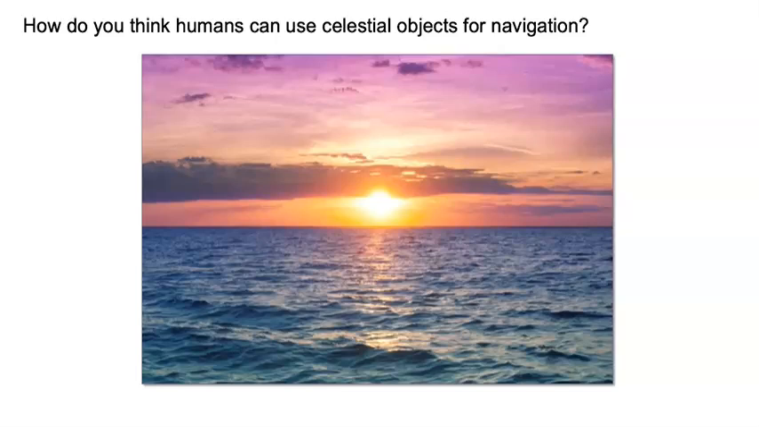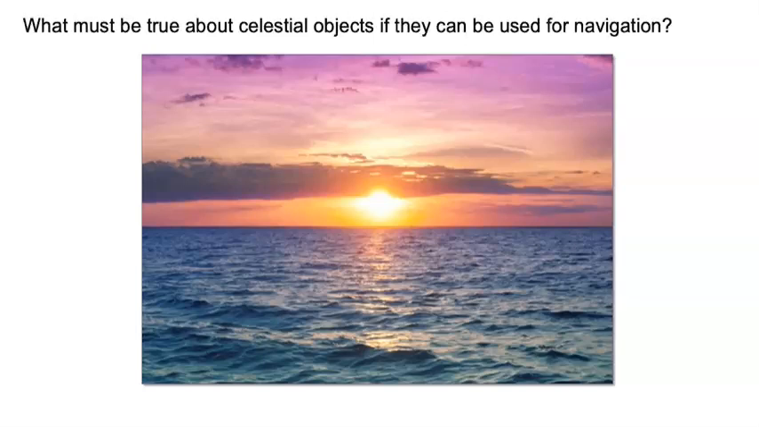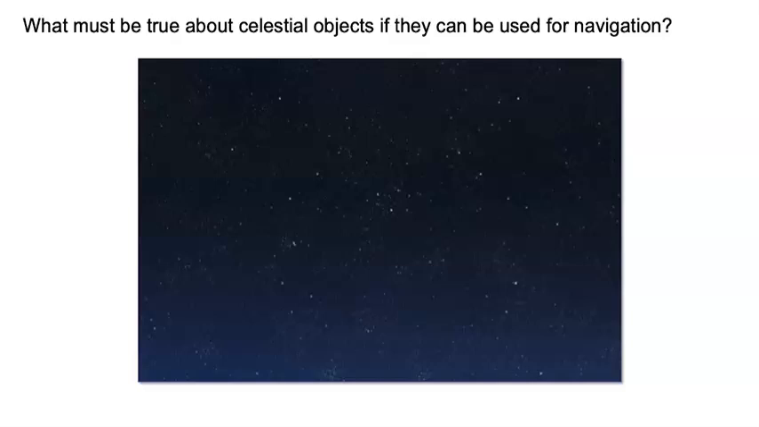What must be true about celestial objects if they can be used for navigation? Well, they must be visible in the sky, right? And what if they are moving? There must be some sort of patterns in their movement so that we can predict where they will appear in the sky. There must be some consistency in the location and movement of celestial objects for humans to use them as landmarks in navigation.